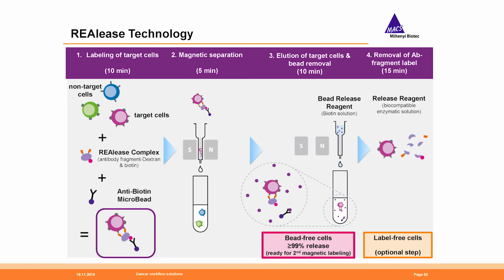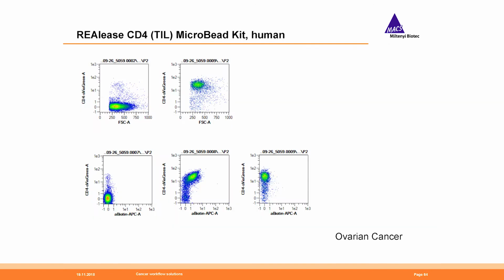But if you want to even go further, it's optional. You can add a REAlease reagent and actually get rid of the complex as well. So in this case, you would have an absolutely label-free cell. This takes another 15 minutes. So actually, time-wise, you can stop here and put the next label on it with the next antibody. But if you want it completely free, then you can also do that extra step. So this gives you unlimited possibilities of what kind of subpopulations you want to isolate.